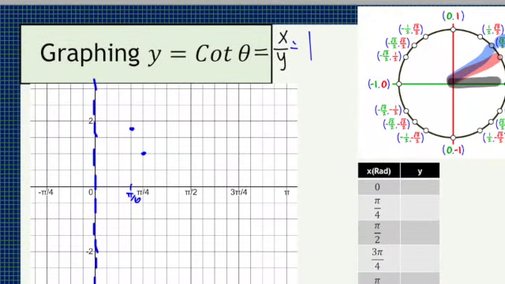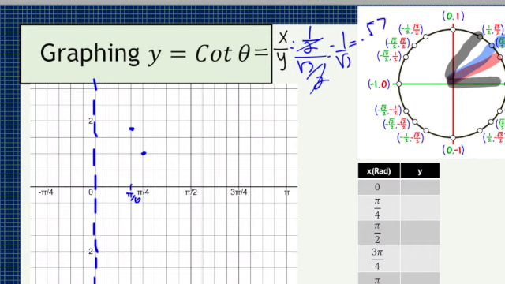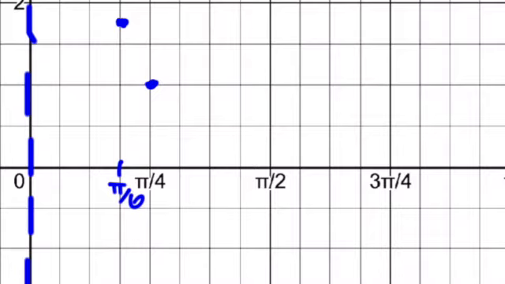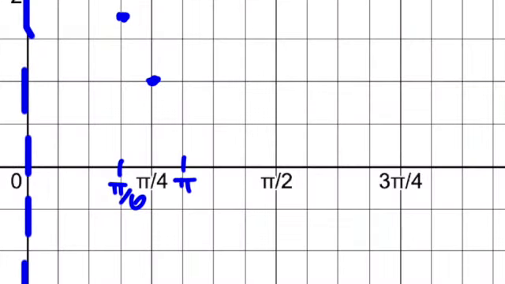All right, then let's go to our next angle, which is pi over 3. So pi over 3, we know is going to be the x value, 1/2, divided by the y value, which is radical 3 over 2, which we know is going to give me 1 over radical 3, which equals 0.57. So we know that at the angle pi over 3, we get about 0.57. So here's 0.5, a little bit higher than 0.5, is somewhere around here.